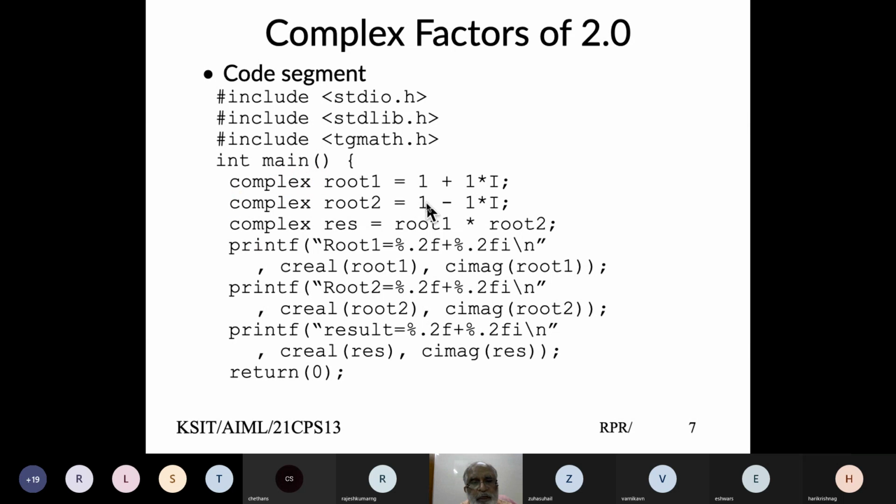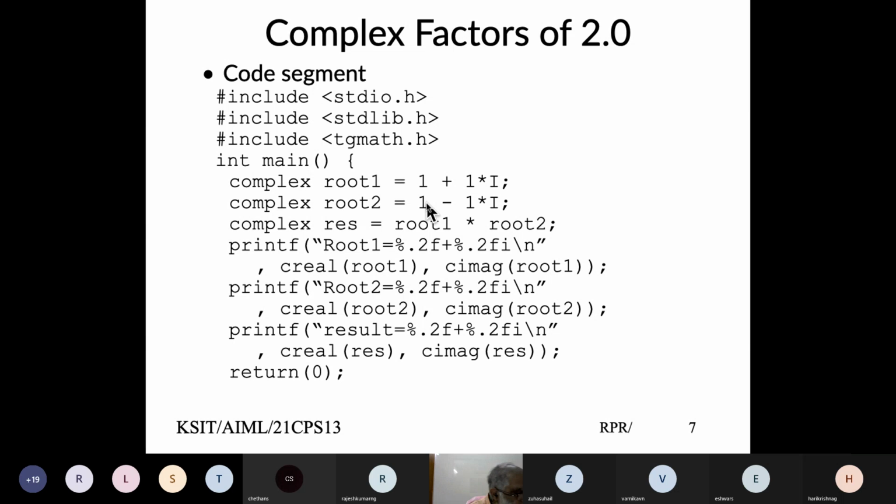And then I'm just simply putting a number. I stands for, as I said, the imaginary part, which is square root of minus 1. And that is given by the macro in this tgmath.h file. After that, you can do all multiplications and divisions with the number as we are seeing, and multiply factor 1 by factor 2. It actually does complex multiplication.